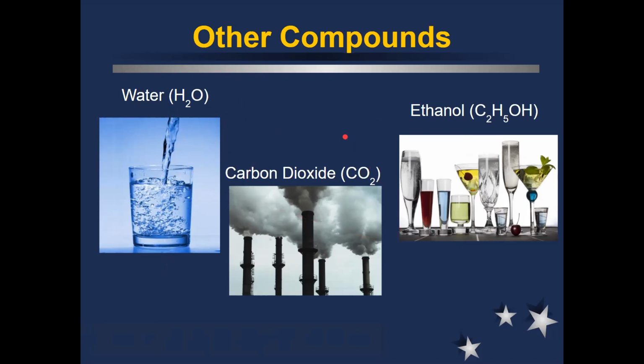Carbon dioxide, another compound that you may be familiar with. We breathe it out of our bodies every time we exhale. It comes out of the exhaust pipe of our cars, and it tends to be given off in large amounts by coal burning power plants when they're creating electricity. Again, 2 different atoms, 1 carbon and 2 oxygen atoms, bonding together to give us 1 carbon dioxide compound.